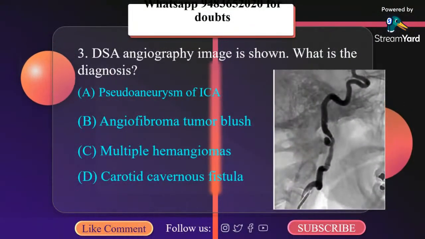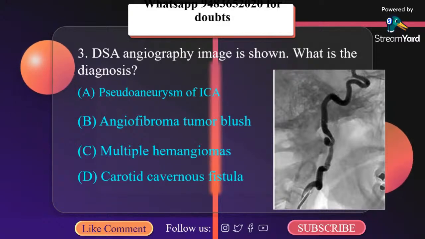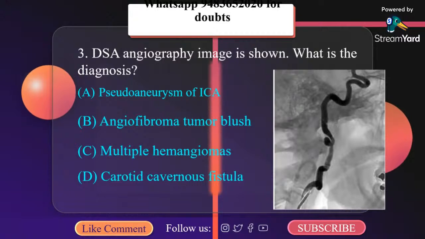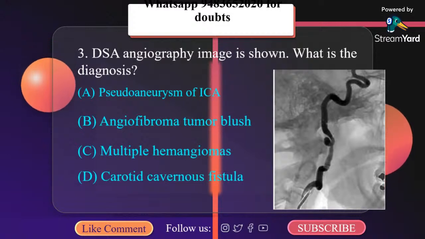DSA angiography image is shown. What is the diagnosis? A. Pseudoaneurysm of internal carotid artery. B. Angiofibroma tumor blush. C. Multiple hemangiomas. D. Carotid cavernous fistula. It is pseudoaneurysm of internal carotid artery.